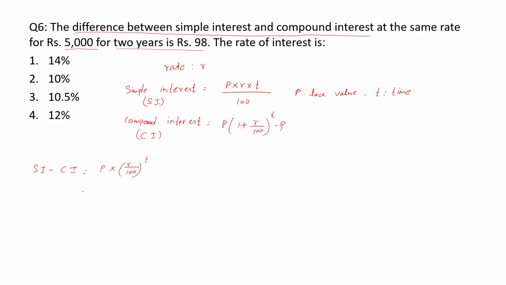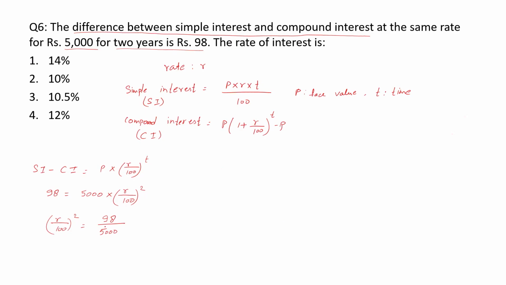This is simple interest minus compound interest. Let me substitute the value. So difference is given to be 98 rupees. P is 5,000. R is unknown, R upon 100 to the power 2. So this is the scenario. Now you have to solve this equation for R. Can I do this? Let me take this R upon 100 on the left hand side. So R upon 100 squared is equal to 98 upon 5,000.